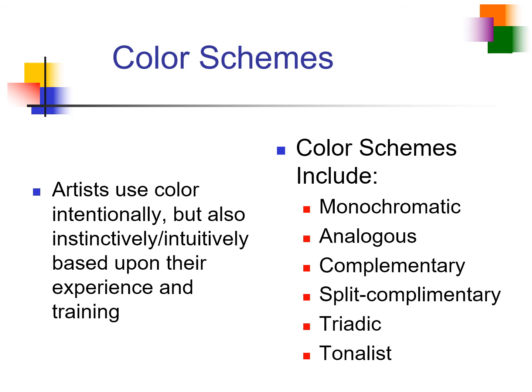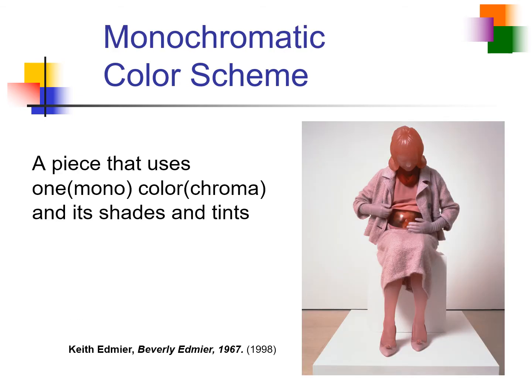This next section talks about different color schemes. Color schemes are employed by artists in order to reflect particular sensations or emotions, perhaps, that they want to appear in the work. Our first color scheme is the monochromatic. It refers to mono being one and chroma being color, so hence one color in this particular scheme.